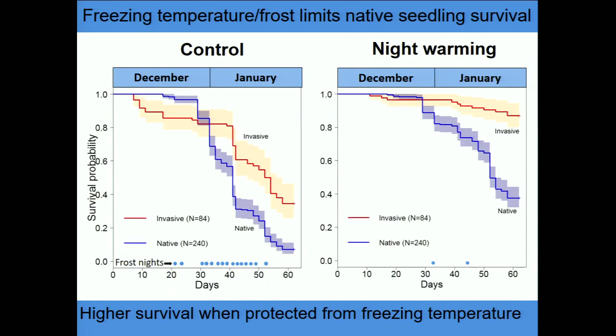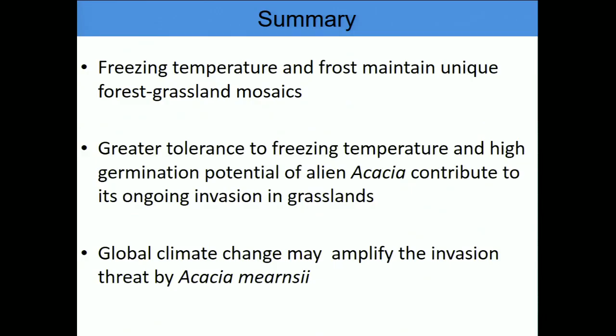So to summarize these results, it's freezing temperature and frost that cause high mortality to native tree seedlings and thereby maintain these unique forest ecosystems. Whereas the greater tolerance to freezing temperature and high germination potential of alien acacia contribute to its ongoing invasion in these grasslands. Global climate change, especially an increase in temperature, may increase native tree establishment in grassland, but it may amplify the invasion by Acacia mearnsii, which is a severe extinction threat to these grasslands.